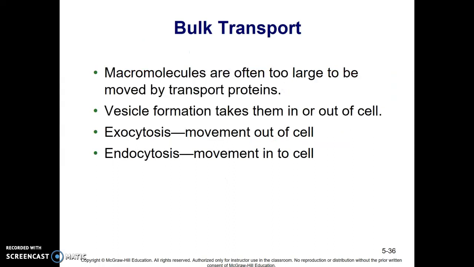The third type is bulk transport. This is a type of active transport, so it does require energy, but this is for macromolecules that are too large to go through just the individual transport proteins. And usually what happens is that cell membrane wraps itself around the molecules and pulls it in the form of a vesicle, because we already talked about this. The vesicle, this plasma membrane, all the internal membrane systems are the same phospholipid bilayer.